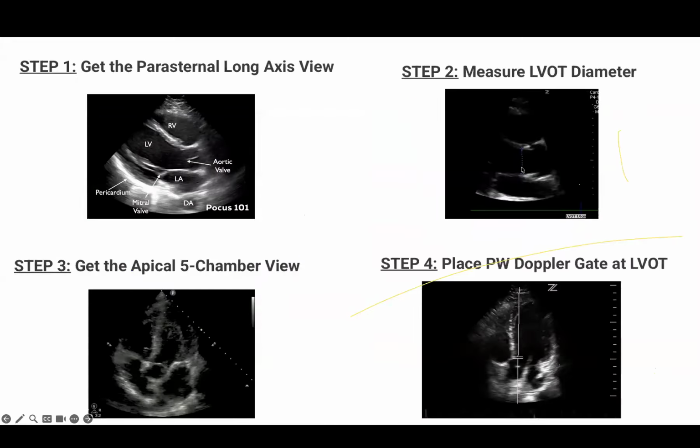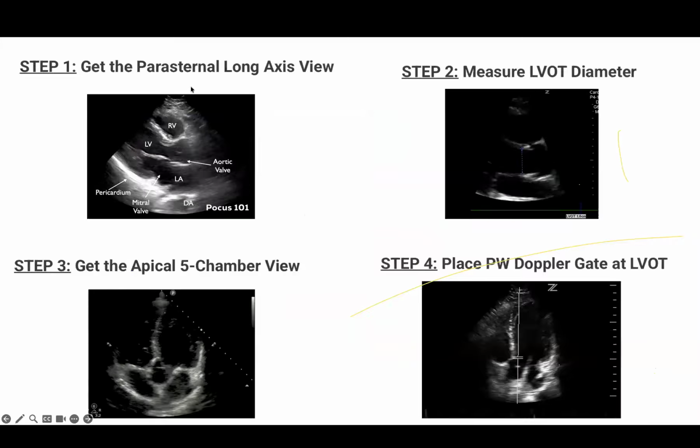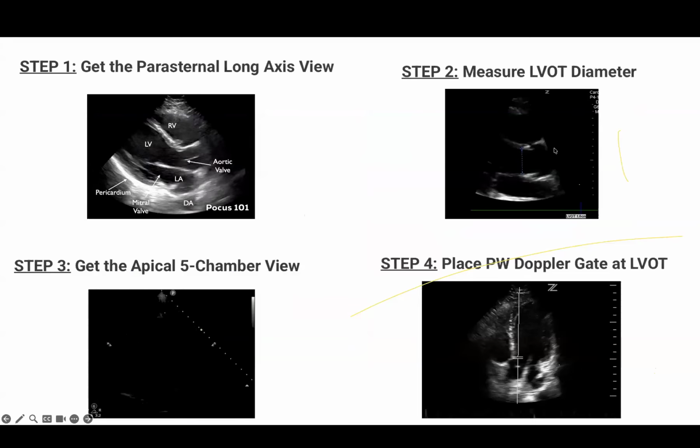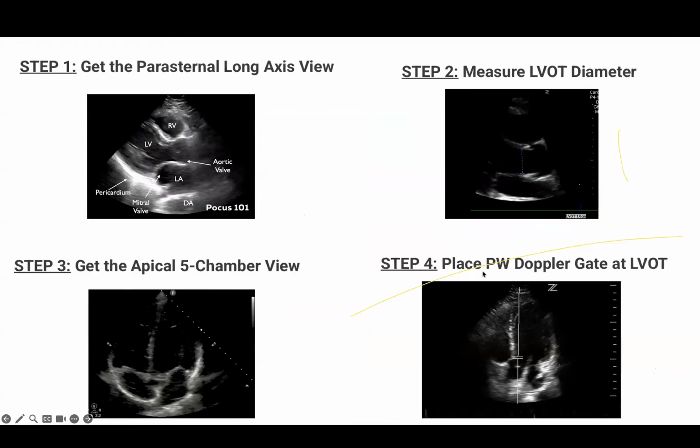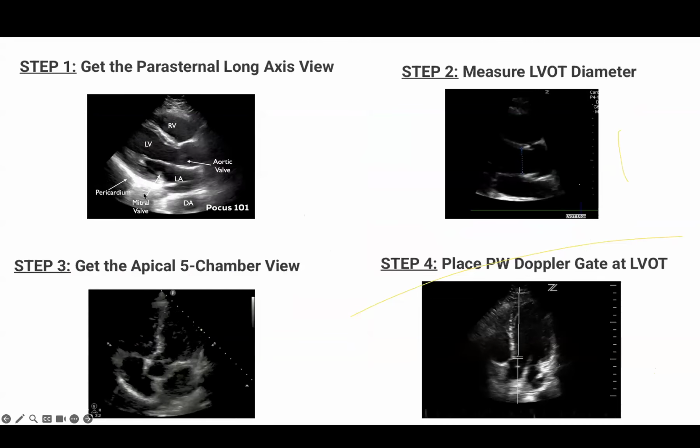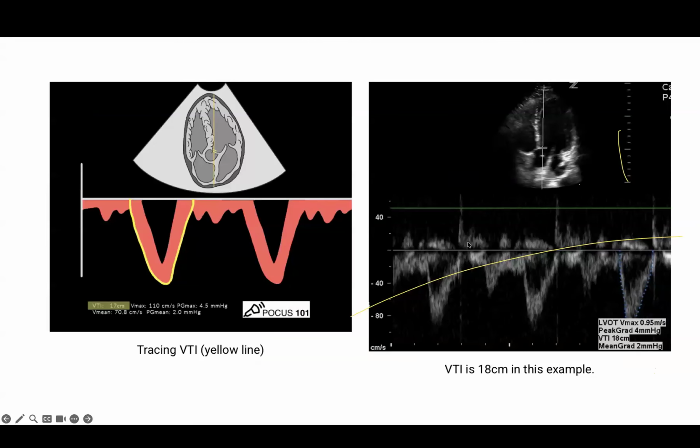This is almost similar to what I had just discussed. Get a parasternal long axis, measure the LVOT diameter, then get an apical 5-chamber view and place a pulse wave Doppler at the LVOT. Then put the Doppler mode on and you will be able to get the velocity time integral. So you need to calculate that.